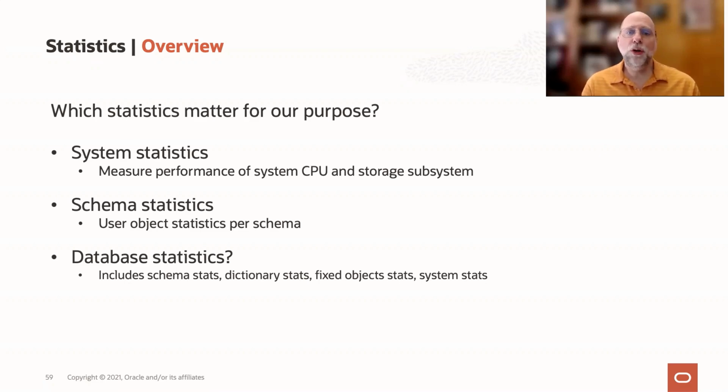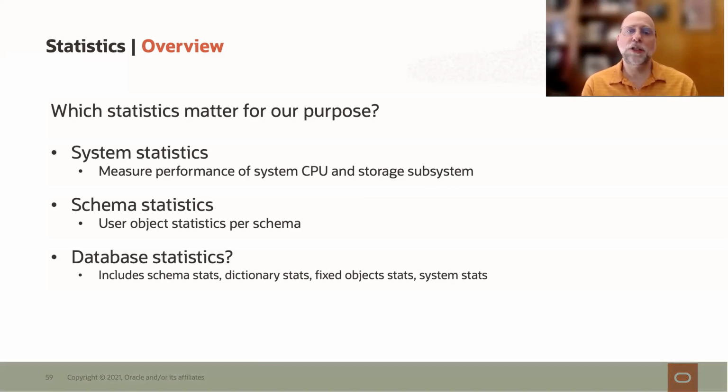It also can use system statistics. System statistics are there to calibrate your I/O subsystem, your CPU, and really characterize the hardware. Helps the optimizer make a trade-off between CPU-intensive types of retrieval, like, say, indexing, and I/O-intensive retrieval, such as a full table scan. There are also fixed object statistics and dictionary statistics, which can come into play, but those are much more of an issue for things like an upgrade or a Data Pump export than they are for most production workloads.